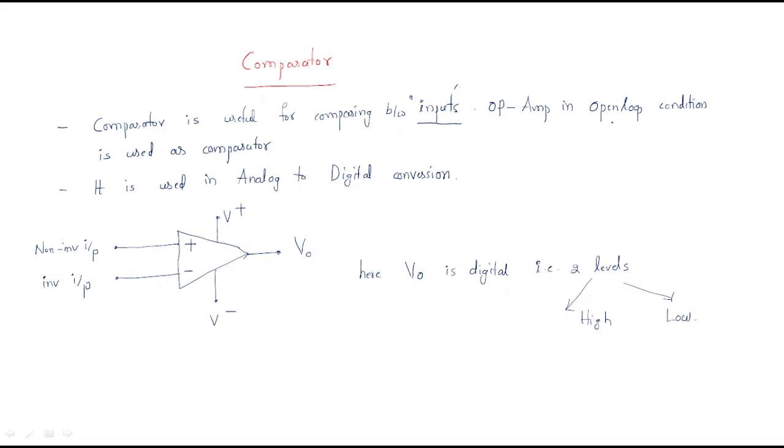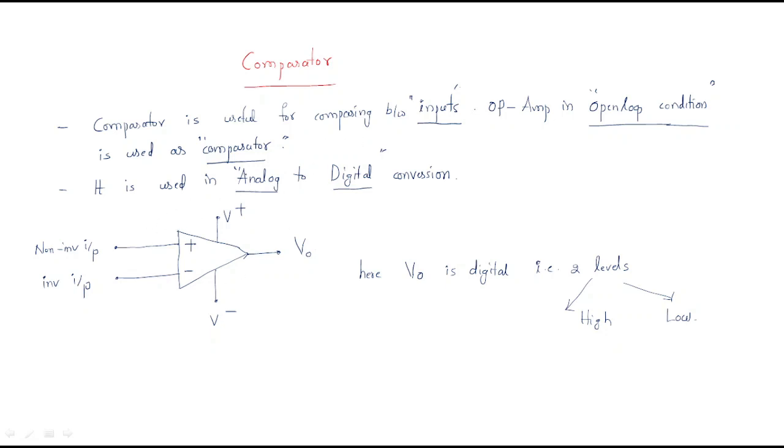The op-amp in open loop condition is used as a comparator. We discussed a lot of applications regarding the closed loop configuration. Closed loop configuration means it consists of feedback. But here the comparator itself is in open loop condition. In open loop condition, the op-amp works as a comparator. It is used in analog to digital conversion. We already discussed the last application, the conversion from analog signal to digital signal. This comparator circuit is mainly useful for converting the analog signal into the digital signal, right?